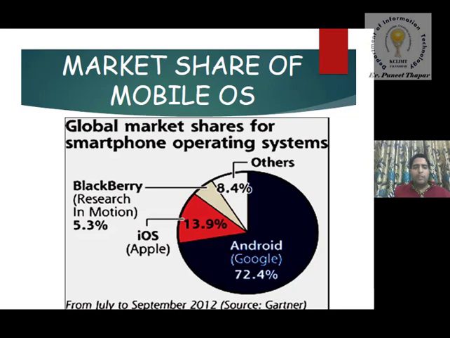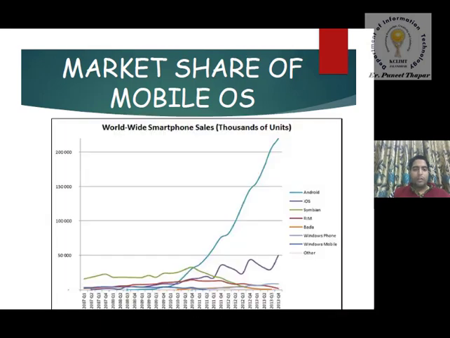Now we discuss the market share of mobile operating systems. You can see the global market share for smartphones here. Android is very widely used, and BlackBerry, iOS, and others are also used nowadays. Only Google products like Android are used very much nowadays. In the 2012 survey, iOS applications were second, and after that Symbian and other platforms, and then BlackBerry also. This is the market share of mobile operating systems.